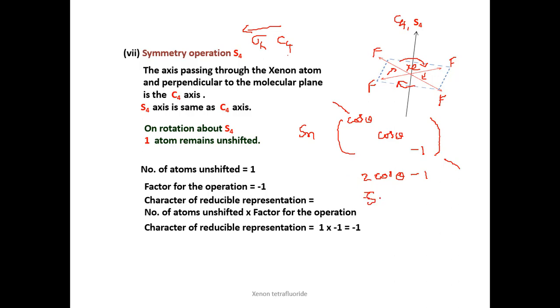Now we have S4. S4 means theta will be equal to 90 degrees, and because theta is 90 degrees, you will get 2 cos 90 minus 1, 2 into 0 minus 1, and you get the value as minus 1. That is how you get the factor as minus 1 for S4.